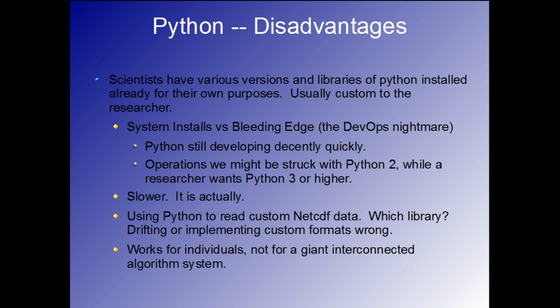Okay, so now let's talk about the disadvantages of Python. Like I said before, scientists install their own versions and libraries, usually custom to what the researcher wants. One of the first issues with this that we run into in DevOps is system installs versus bleeding edge. For example, we may have a requirement to run in a CentOS 7 system that comes stock with Python 2.6, while the researcher has installed the latest standard Conda Python build. It becomes very difficult to synchronize a standard operational build without running into conflicts with setups of individual users.